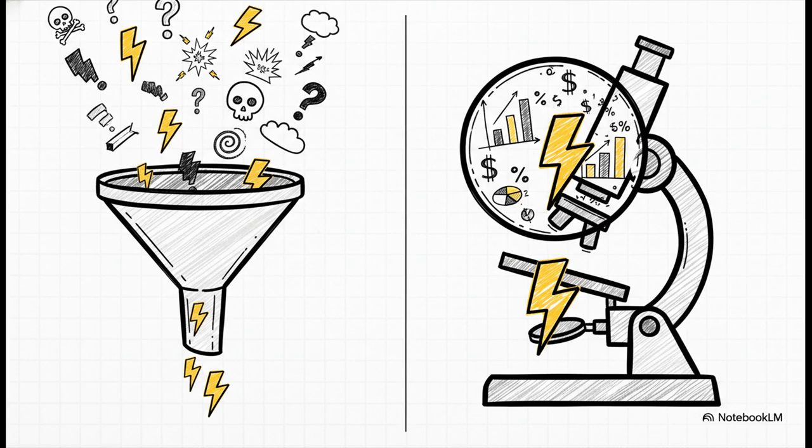And here is the absolute key for any PMP exam question on this topic. Qualitative analysis is the broad filter. You perform it on many, if not all, of your identified risks. Quantitative analysis is the microscope. It's an optional process that you only perform on that handful of top priority risks that were flagged by the qualitative process. So, qualitative tells you which risks to worry about, quantitative tells you how much to worry about them.